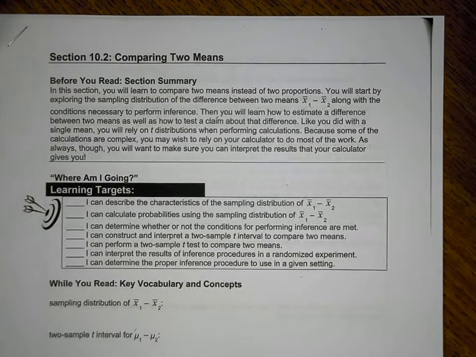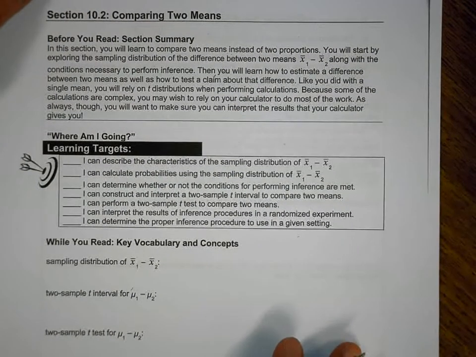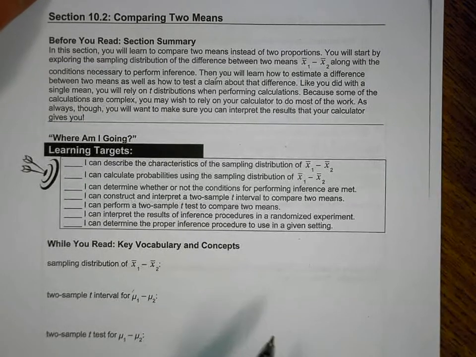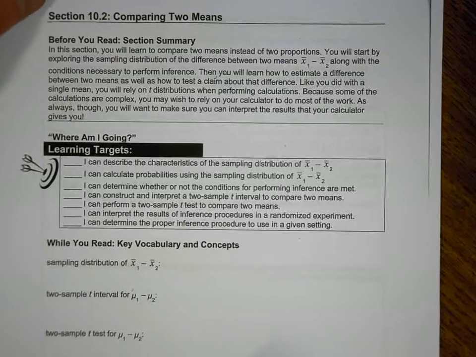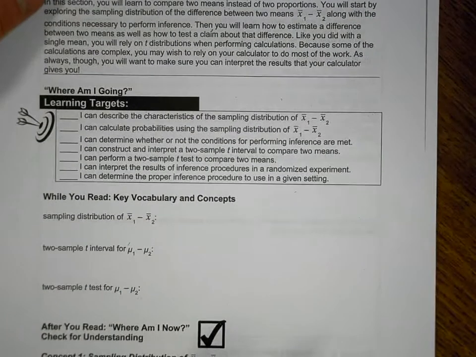Okay, this is section 10.2, comparing two means. Going through here, again, I strongly advise you that you actually read the section because that helps. Remember, when you get to college, that you're not going to get a little reading guide or anything. You're going to have to get used to actually reading the book and looking at the examples to help you learn what you need to do.